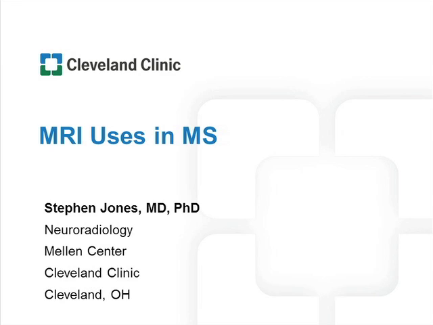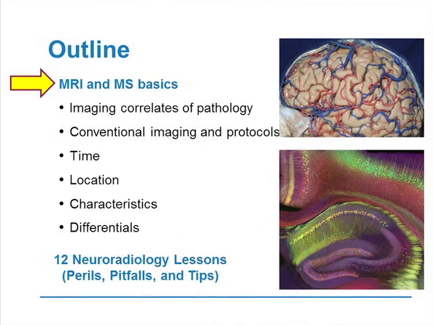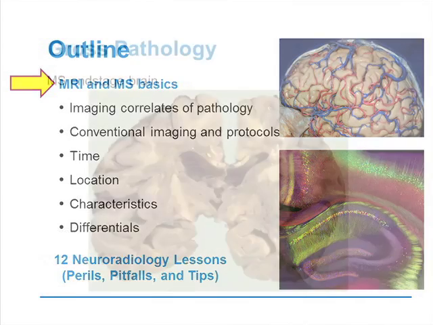Hello. I'm Stephen Jones. I'm a neuroradiologist at the Cleveland Clinic, and I'm going to present to you a talk on the MRI uses in multiple sclerosis. This is an outline of the talk, and there are going to be two basic parts. The first part is going to be about MRI and some basics of multiple sclerosis. The second part will be 12 different lessons that we're going to learn through a selection of cases.